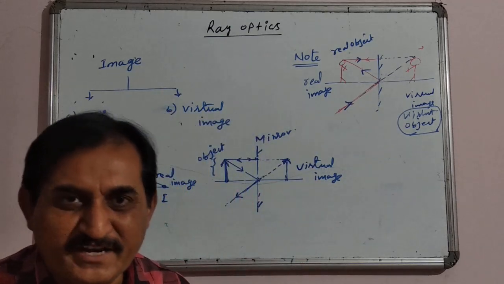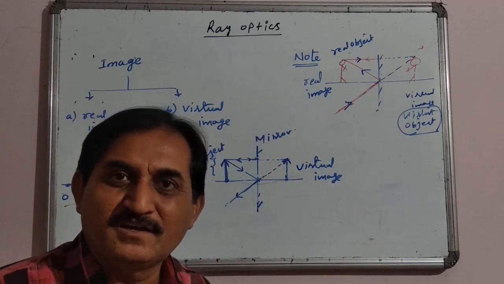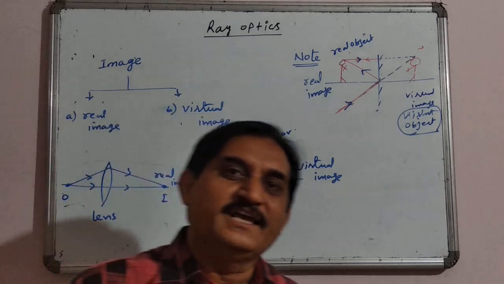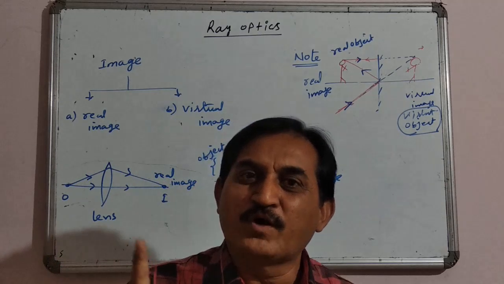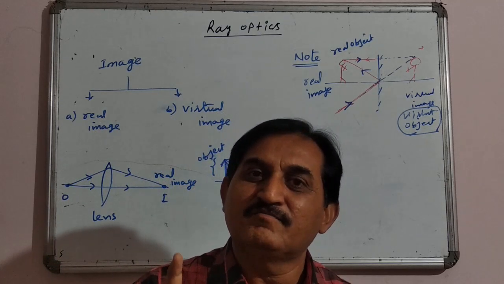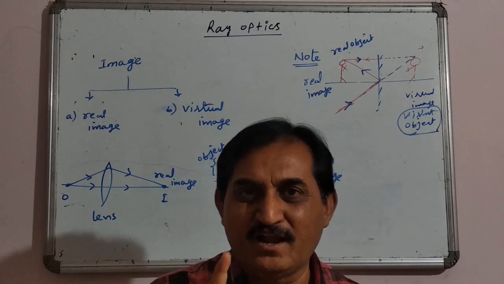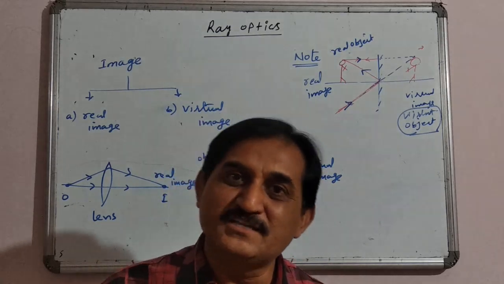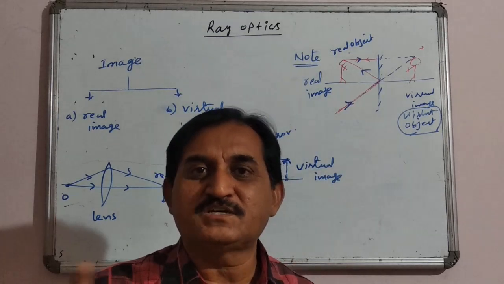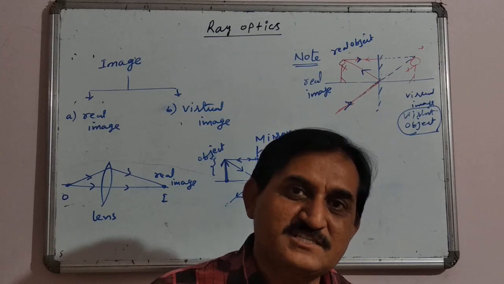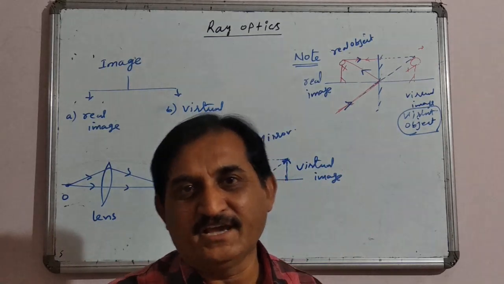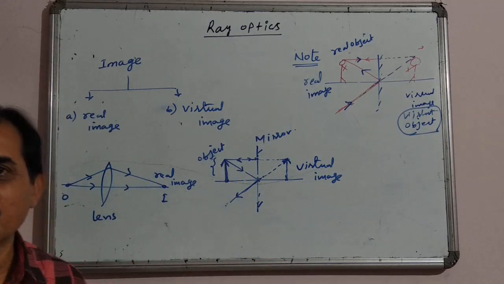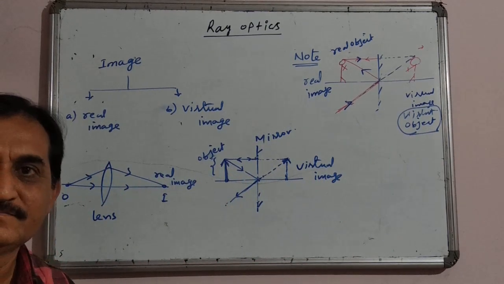Keep in your mind finally, a plane mirror can give a real image and a virtual image. But note, a virtual image is given whenever the object is real. A real image is given whenever the object is virtual. This can be understood by the law of reversibility. Okay, next we move on to another part.